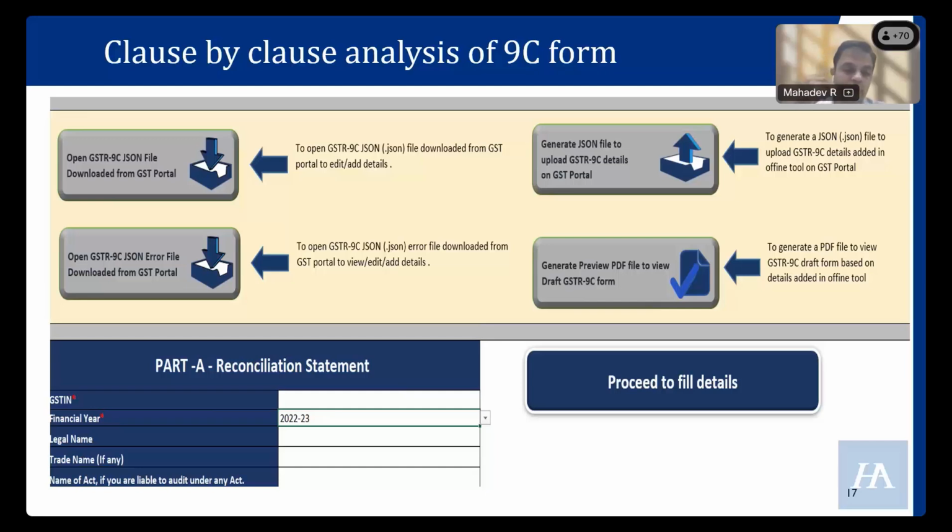Name of the act, if you are liable to audit under any act. This GSTR 9C form reconciliation has to be based on the audited financial statements. Therefore, the audit is required under some law. It can be the Companies Act, or it can be income tax. So whatever is applicable, you have to mention the name of those laws in this particular table.